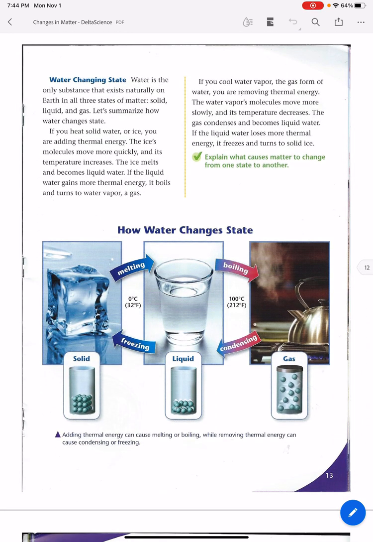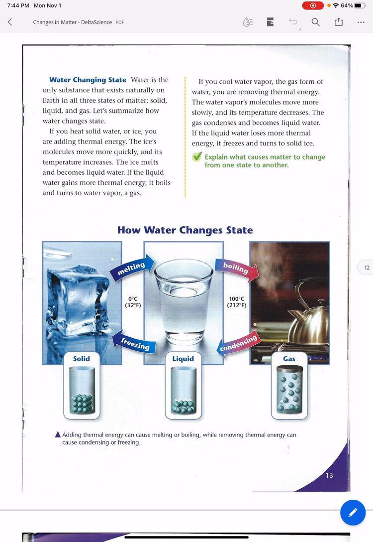Water changing state. Water is the only substance that exists naturally on Earth in all three states of matter: solid, liquid, and gas. Let's summarize how water states change. If you heat solid water, or ice, you are adding thermal energy. The ice's molecules move more quickly and its temperature increases. The ice melts and becomes liquid water. If the liquid water gains more thermal energy, it boils and turns to water vapor, a gas.